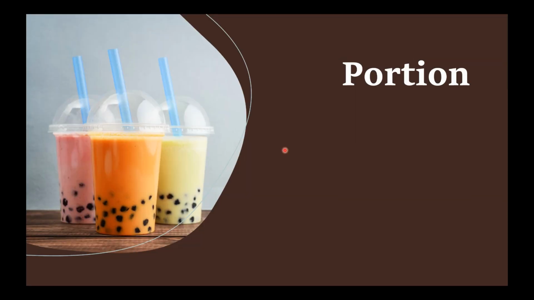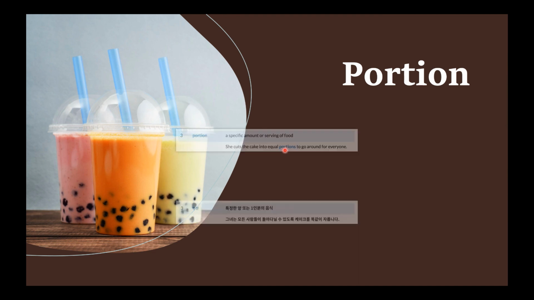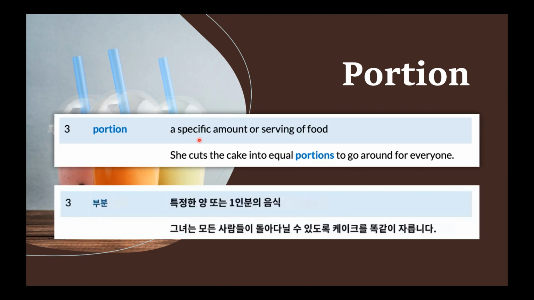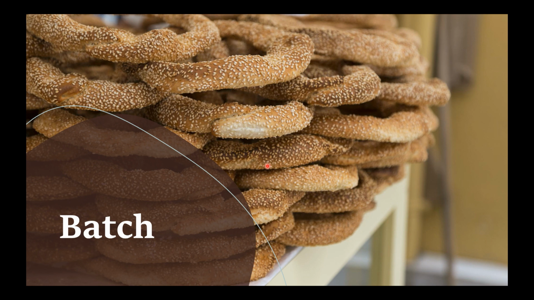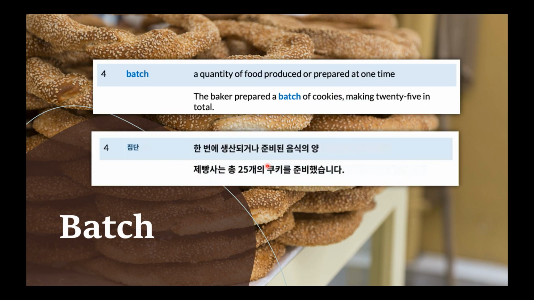Portion. A specific amount or serving of food. She cuts the cake into equal portions to go around for everyone. Batch. A quantity of food produced or prepared at one time. The baker prepared a batch of cookies, making 25 in total.